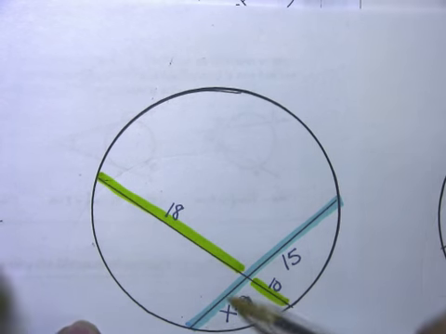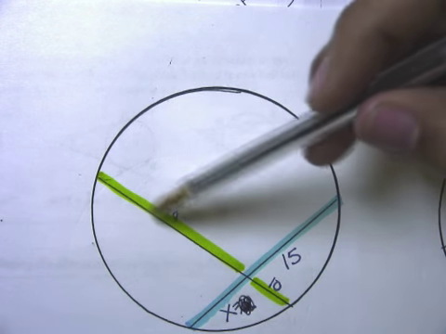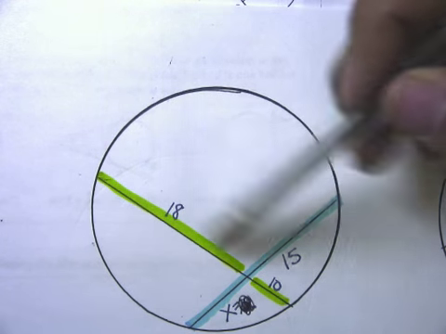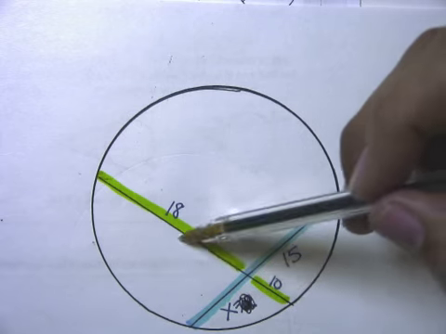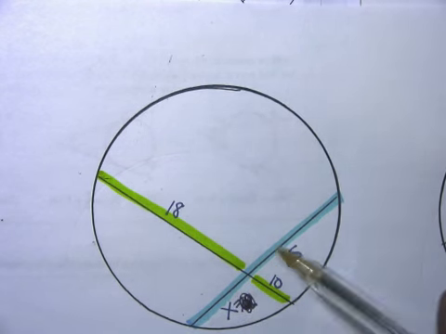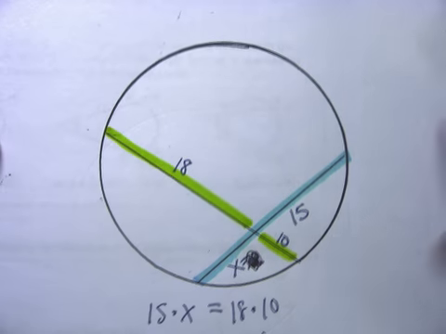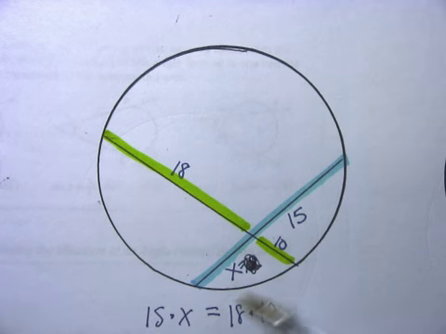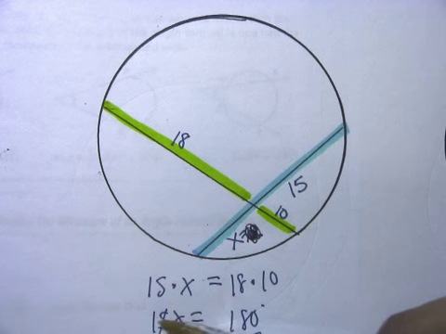Let's take a look at another example here. Here I have a blue chord. This part is x, this part is 15. The green chord is split up into 18 and 10. The rule says that if I multiply these two parts of the blue line together, they should be equal to the product of the two parts of the green line together. So I'm going to multiply 15 and x, and it should be equal to 10 times 18. Setting it up, 15 times x should be equal to 18 times 10.